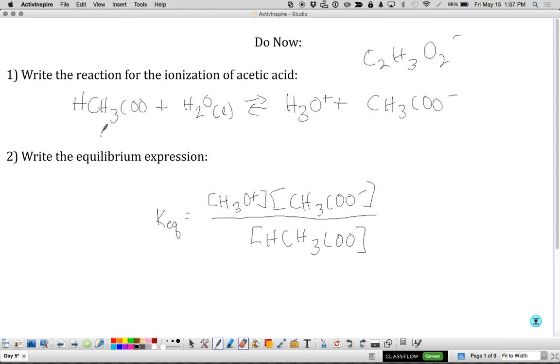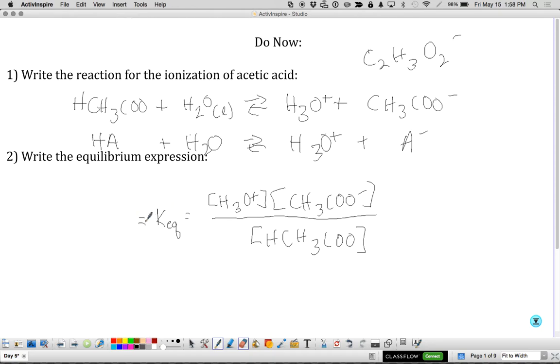So if I say that my acid is just HA plus H2O, plus H2O yields H3O plus the anion of the weak acid, A minus. All right, notice this equilibrium expression is always going to look similar, right? H3O plus times the anion of your acid over the acid itself. All right, so this equilibrium expression is always going to be true.